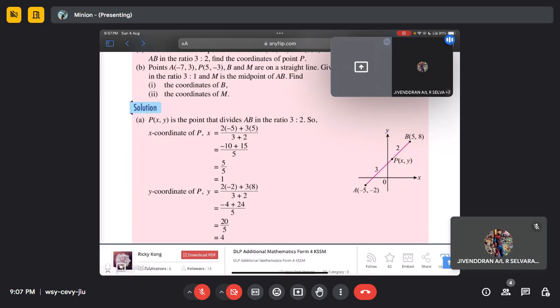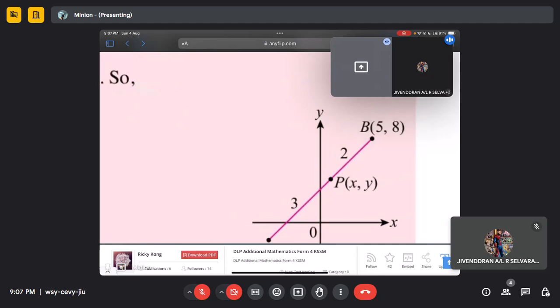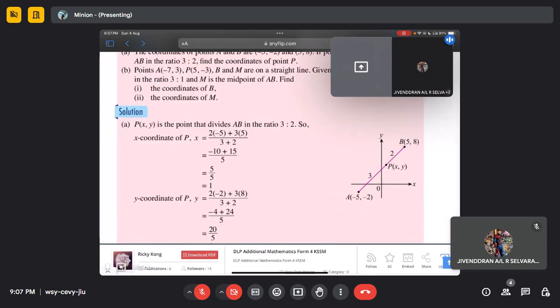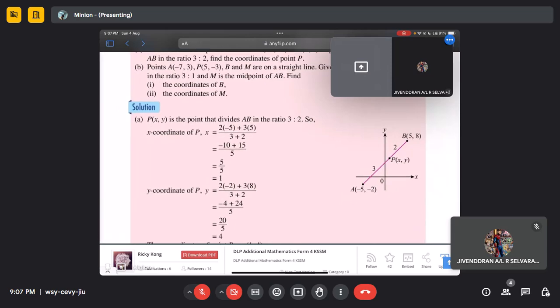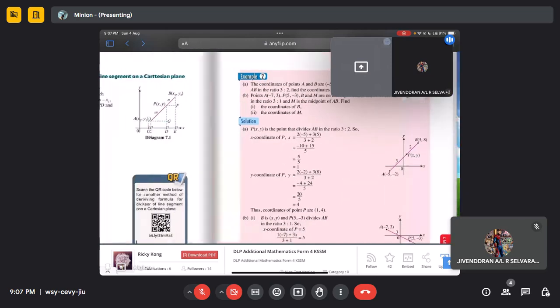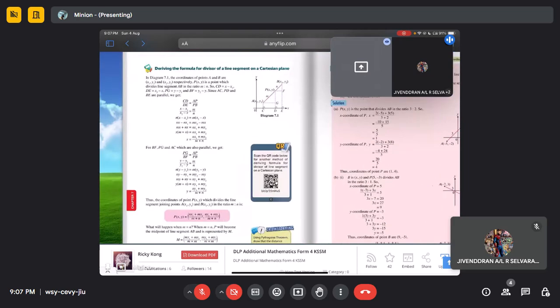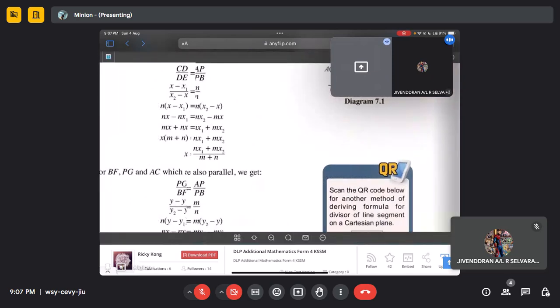In the exam, if they don't give you the diagram, you draw it by yourself. Just put one line, label and all, so it will be easier. P divides AB in the ratio 3:2. Can you see? Here they put the x coordinate of P, right? It's the exact same formula. You just use this formula.